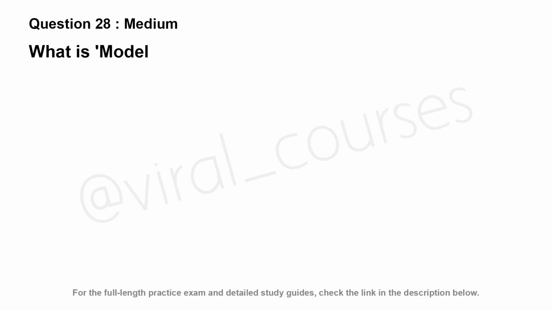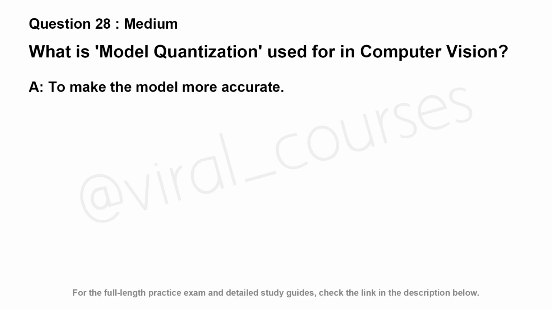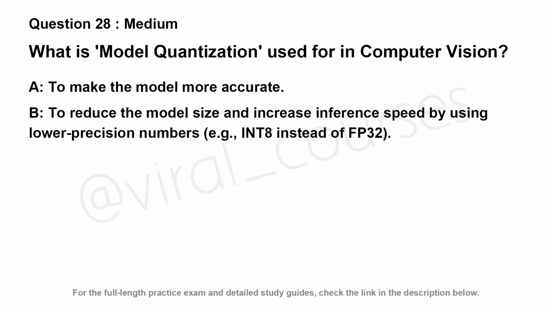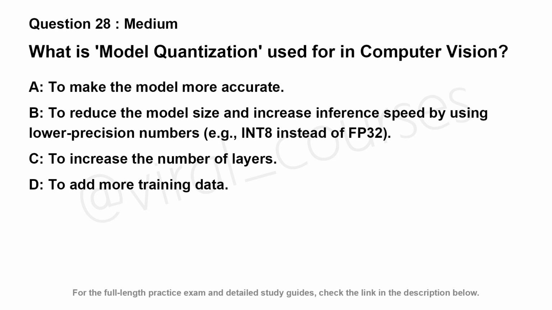What is model quantization used for in computer vision? Option A. To make the model more accurate. Option B. To reduce the model size and increase inference speed by using lower precision numbers, e.g., INT8 instead of FP32. Option C. To increase the number of layers. Option D. To add more training data.